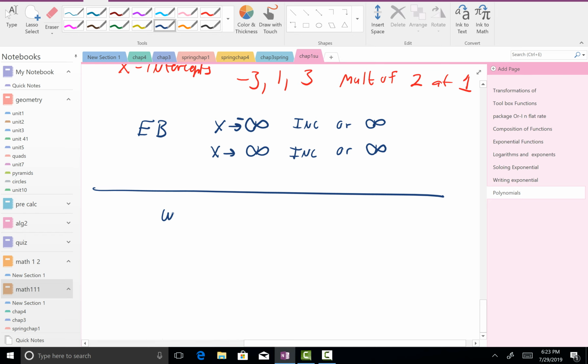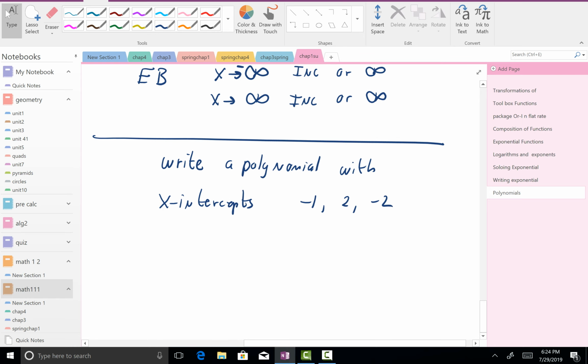So, can we go backwards? What if we wanted to write a polynomial with x-intercepts of -1, 2, and -2? What would that look like? x plus 1 multiplied by x minus 2 multiplied by x plus 2. Yep.